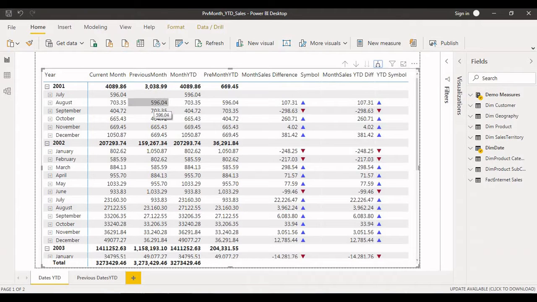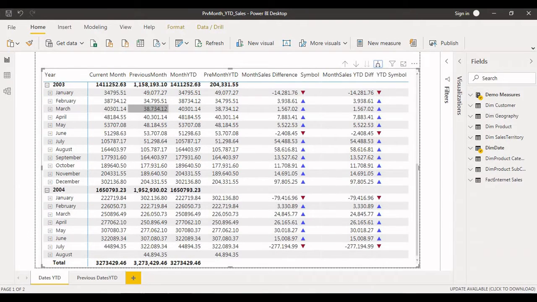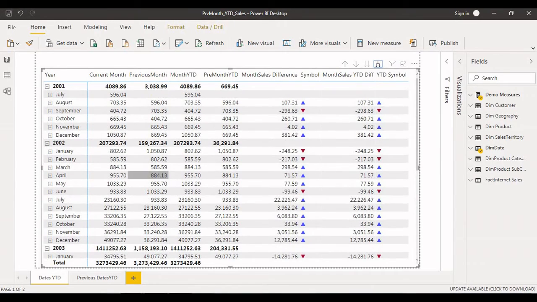When it comes to August, the previous month is July in 2001, so we got the July sales. When it comes to September, what is the previous month? August, so we got the August sales. Like that, we have written the expression to calculate the previous month sales with respect to the current context. We also have the month YTD, which means up to that month we are calculating the month to date sales. This is the month YTD, and this is the previous month YTD. We'll go to the next level to understand it.